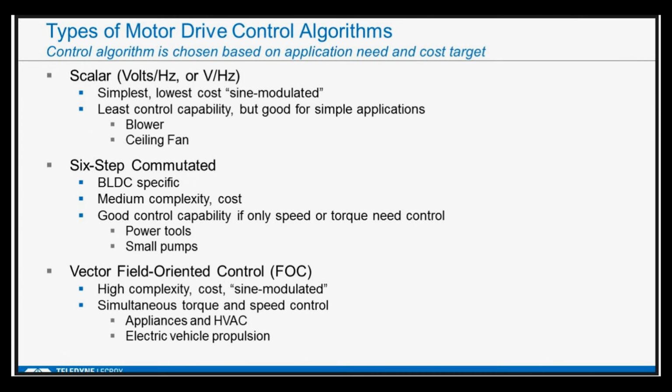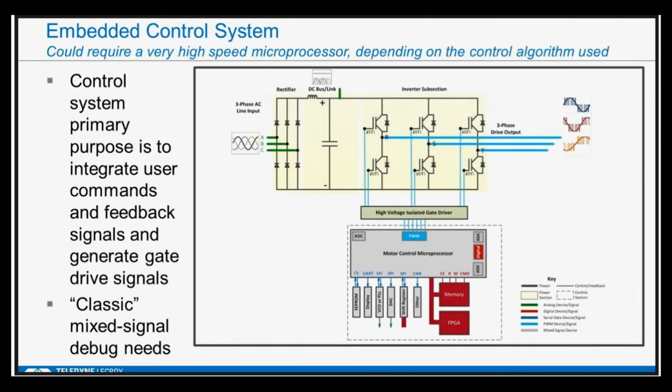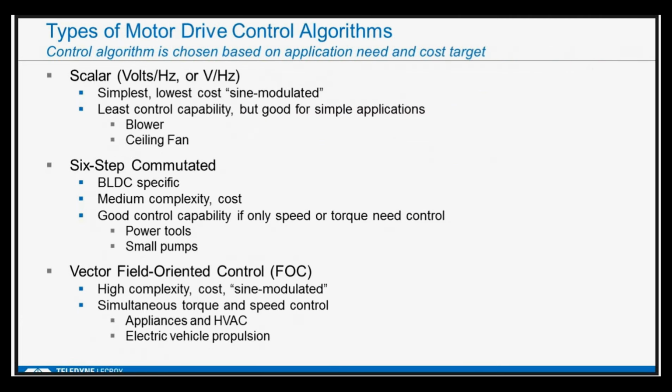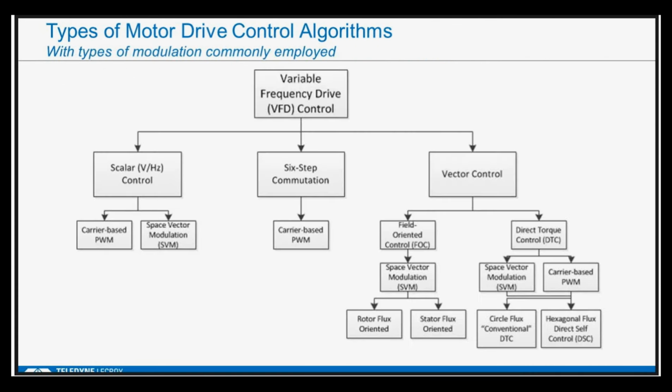It's not uncommon for a vector field-oriented control to have a microprocessor in your control system that's several hundred megahertz. So it's not uncommon at all. And you'll see these kinds of drives in HVAC systems or electric vehicle propulsion, where they really like a very complex level of control. This is just a hierarchy of various different types of variable frequency drive controls used in motor drives specifically. And so this is kind of how it breaks down.